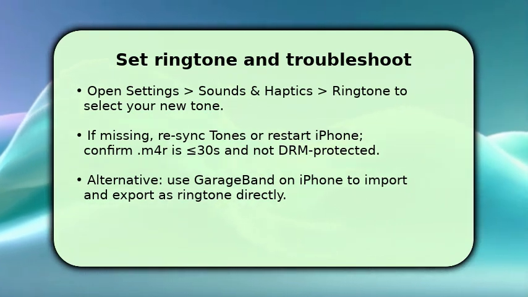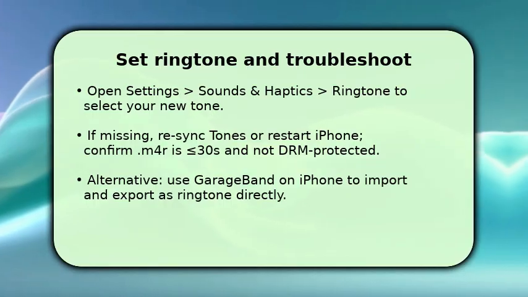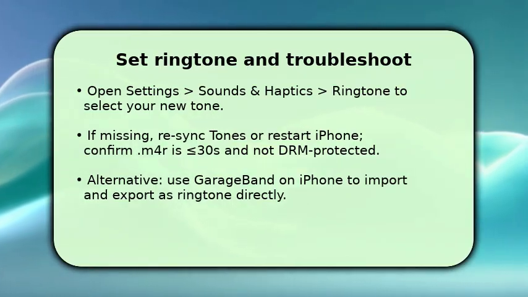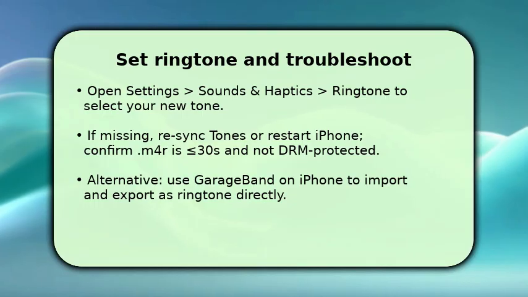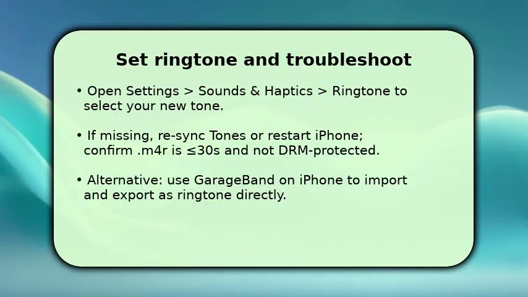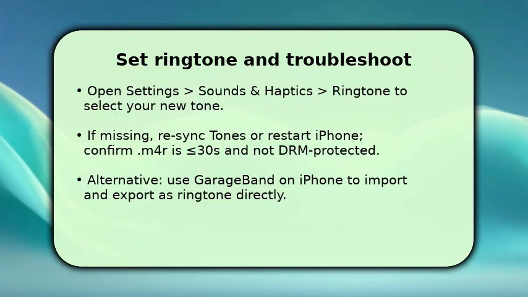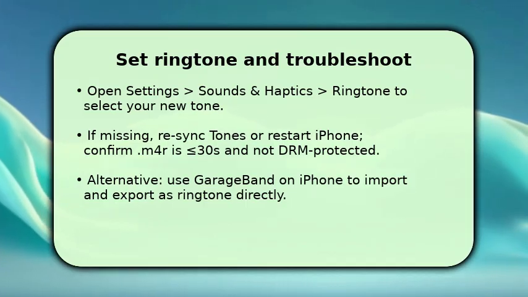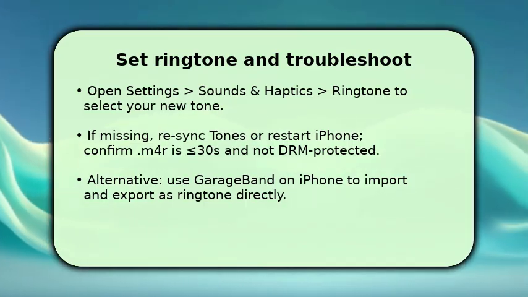If it doesn't appear, make sure the file was under 30 seconds, not DRM protected, and resync tones. A quick restart often fixes visibility issues. If syncing fails, use GarageBand on the iPhone to import the audio and export as a ringtone directly. This bypasses desktop conversion. This covers creation, transfer, and the key troubleshooting step if things go wrong.